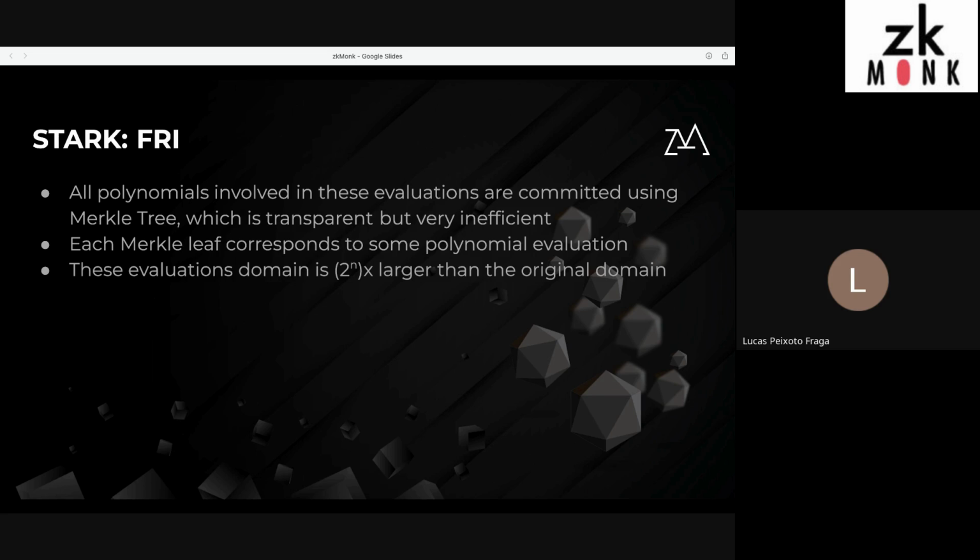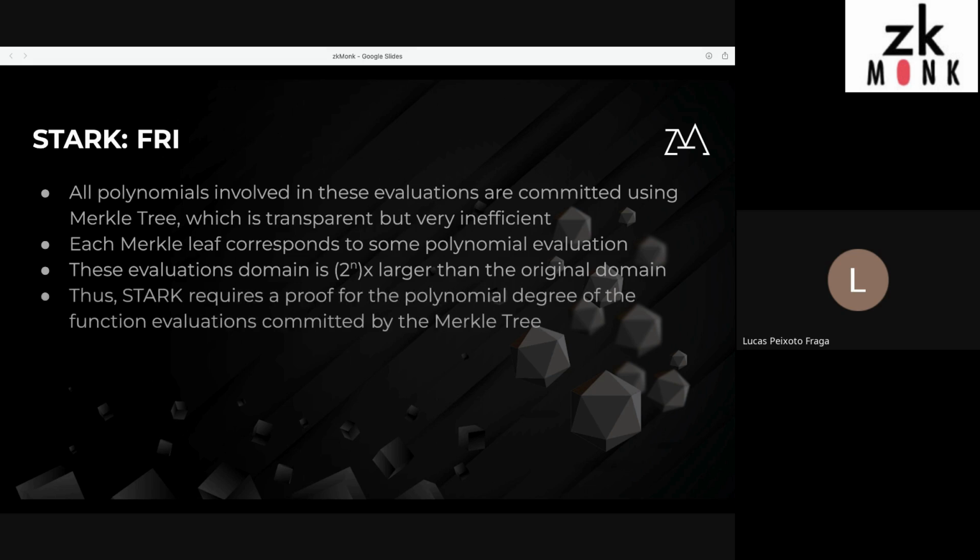FRI will show us that this larger domain, which, because it is larger, might represent a function that is not polynomial. We could change the values that we commit to as we wish if we didn't have to run FRI later. FRI helps us verify that the function that was committed to in the Merkle tree behaves like a polynomial of the same degree as the number of rows, the size of the columns. And this is what FRI does.